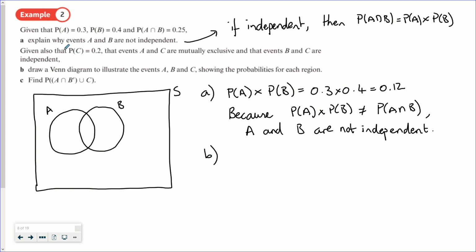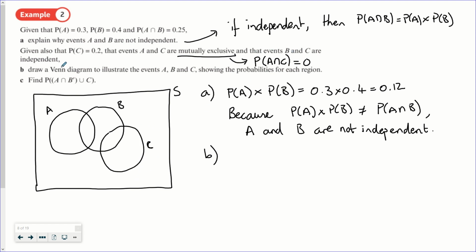Okay, in part B, we're given another event, C. So we're going to have to draw a circle for C on. And we're told that the events A and C are mutually exclusive. Now remember that mutually exclusive means that they don't overlap. The definition that we used before is that the probability of A and C happening at the same time is 0. So that means that the A circle and the C circle don't have an intersection, they don't overlap. So the C circle is going to be separate to the A circle. But we're not told that it is mutually exclusive to B, so we could have a case where C and B have an overlap, where that intersection's not 0. So we could call that C.